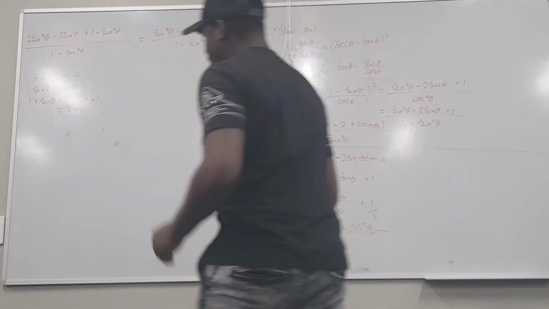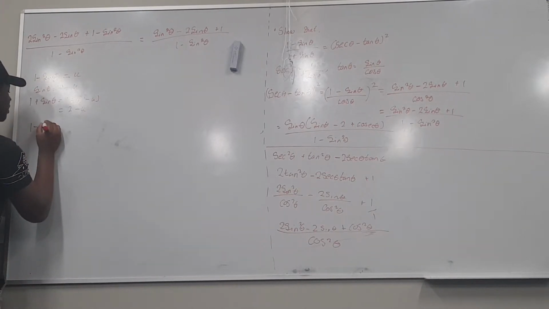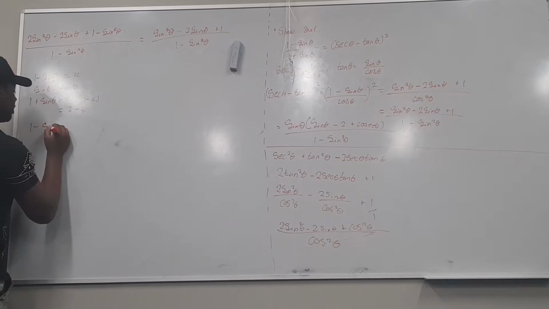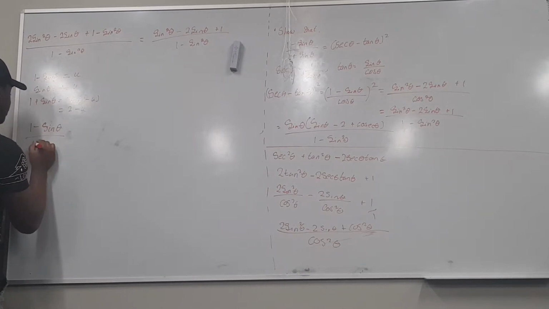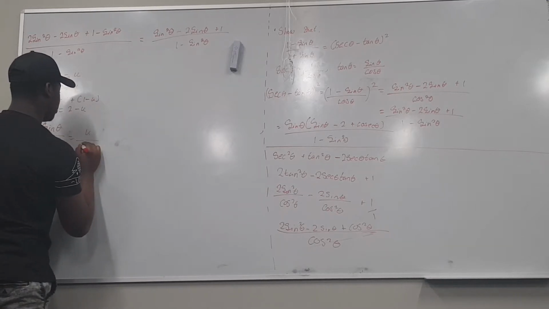How did I get from here to Jacobian? So we want to solve my equation. Where did I drop it? Did I just remove that? Right. 1 minus sine theta divided by 1 plus sine theta is equal to u divided by 2 minus u.